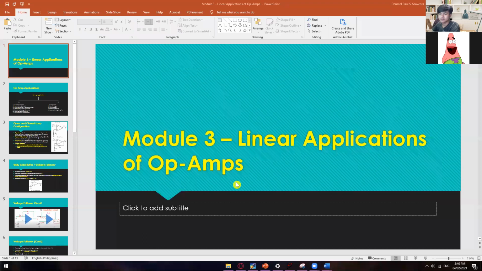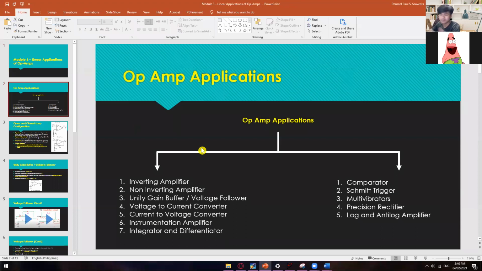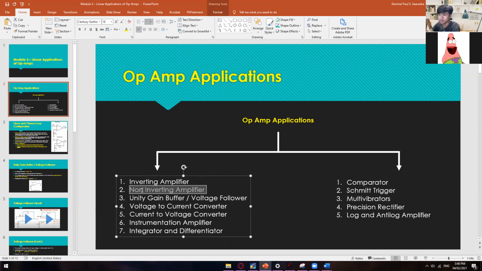Yes, sir. All right, so for module 3, we'll talk about linear applications of op-amps. As you may all know, there are two types of op-amp applications: the linear and the non-linear applications. For the linear applications, we have 7, and for the non-linear, we have 5. We have already finished number 1 and number 2, which are the inverting and the non-inverting amplifier.